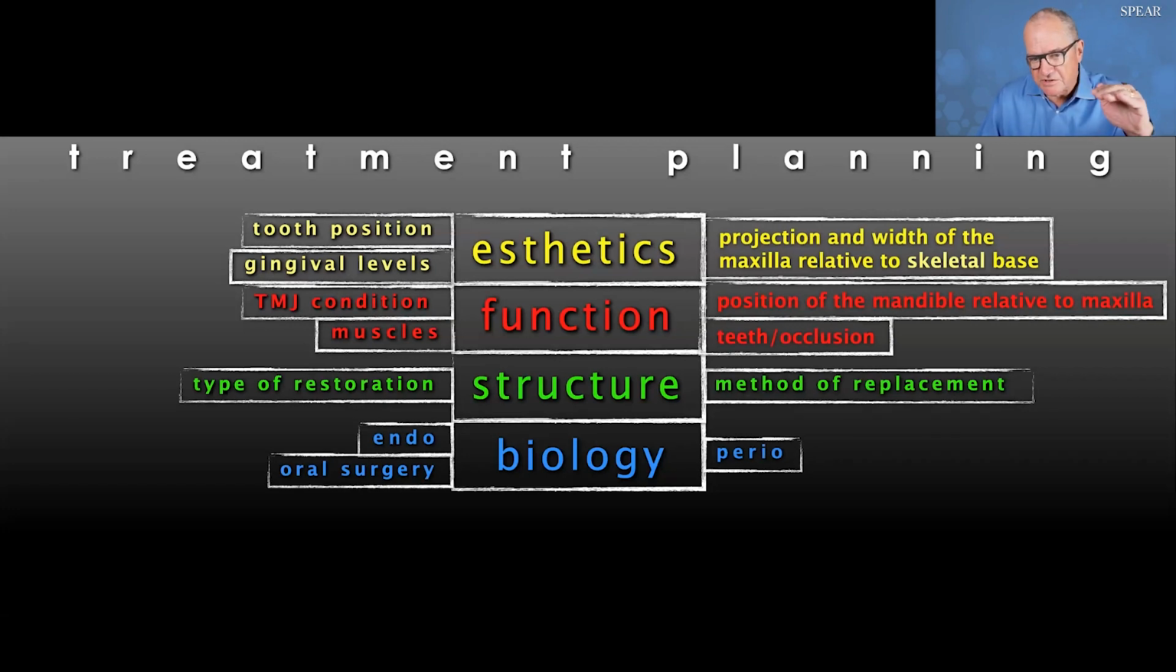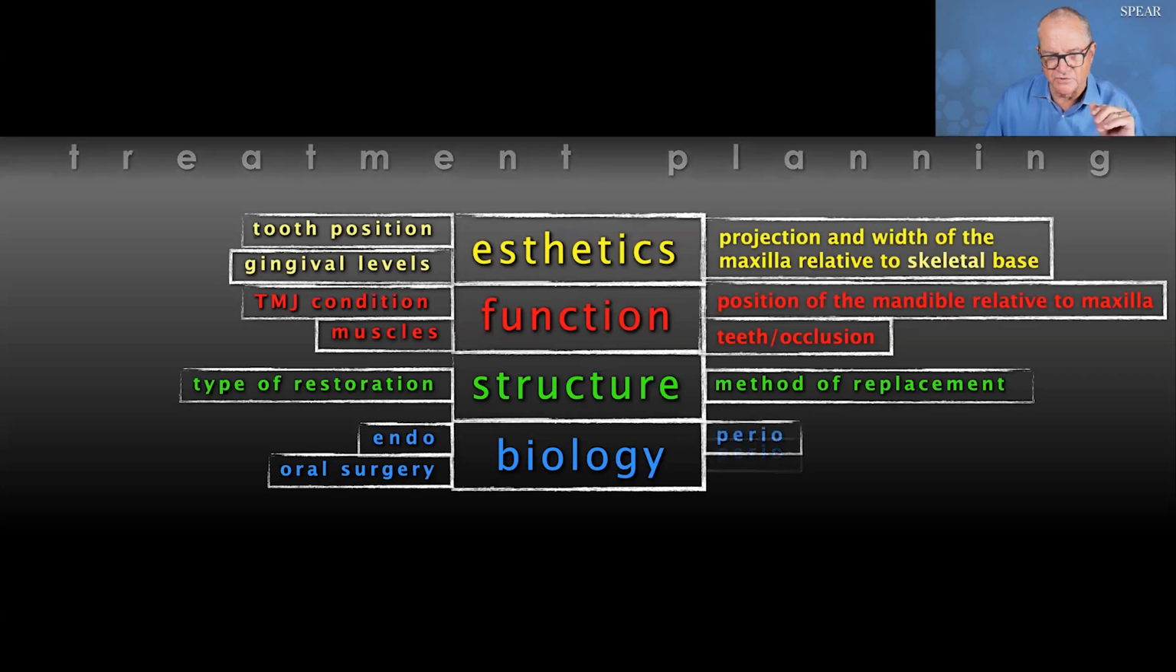Now, this is how we treatment plan. This is not the order in which we treat. The order in which we treat is very dependent on patients. So some patients have some urgent caries needs, et cetera. Some patients have urgent perio needs. So you always treat those things first. But when we plan comprehensive treatment, we plan tooth position first. Aesthetics sets the maxillary arch, function sets the mandibular arch.